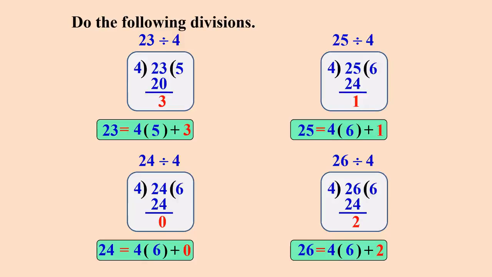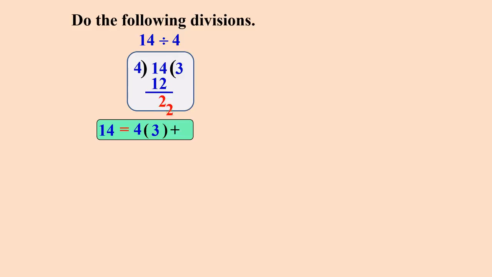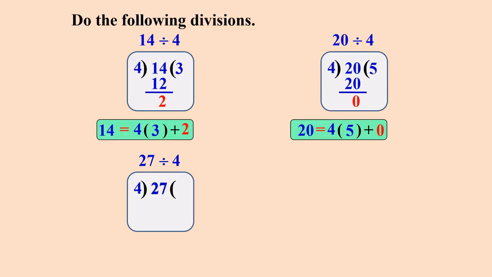Similarly, we do some more divisions. 14 by 4. 4 3s are 12, 14 minus 12, 2 remainder. 14 is equal to 4 times 3 plus 2. 20 divided by 4. 4 5s are 20, 20 minus 20 is 0. 20 is equal to 4 times 5 plus 0. 27 divided by 4. 4 6s are 24, so 27 minus 24, 3 is the remainder. 27 is equal to 4 times 6 plus 3.